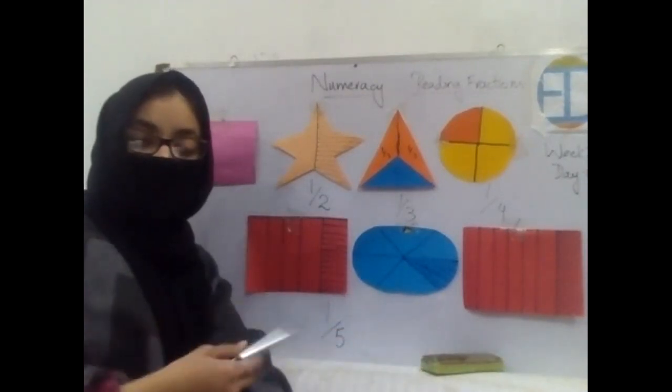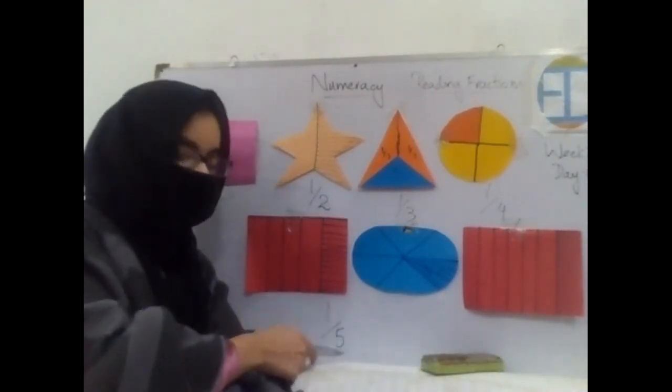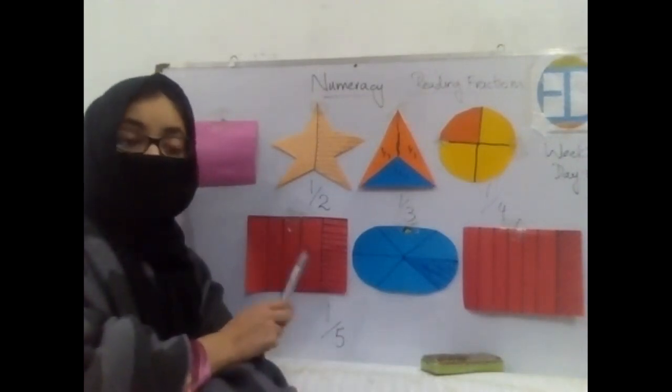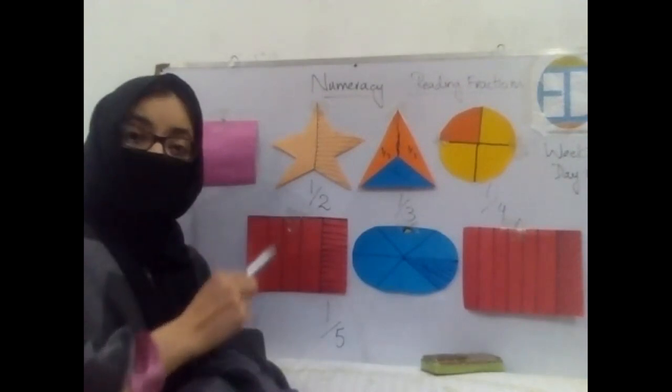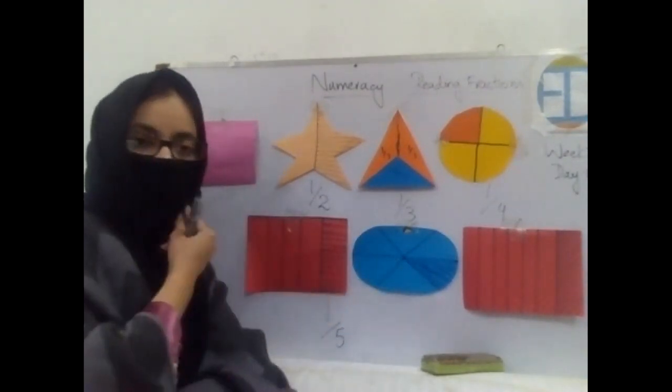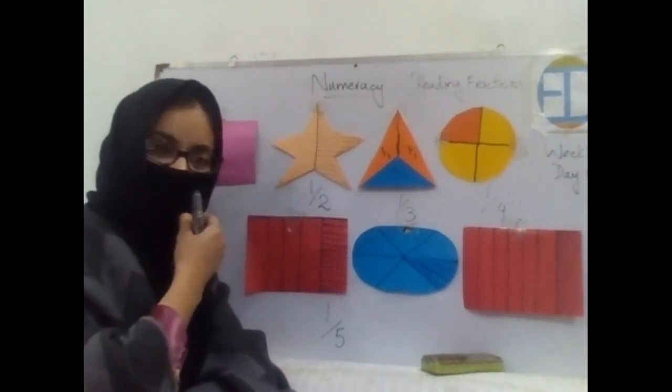So tell me, what is the ordinal number name for number 5? It's fifth. Excellent. So we will read out this fraction as 1 fifth. Got it? Excellent. Look at this one. What is this? It's an oval shape, right?